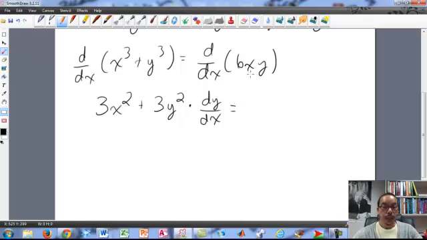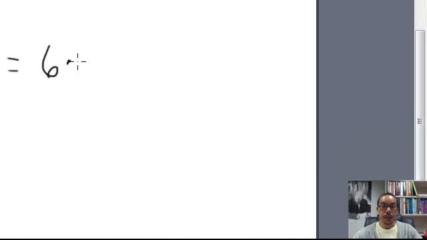Now on this right hand side, it looks like we need to apply the product rule. 6x can be the f of x and y can be the g of x. So in the product rule, we're told to take the derivative of the f of x, which is the derivative of 6x, which is 6, times the g of x, and you add it to the f of x times the derivative of the g of x. Now the derivative of y, as we stated earlier, because it's implicit differentiation, is dy dx.